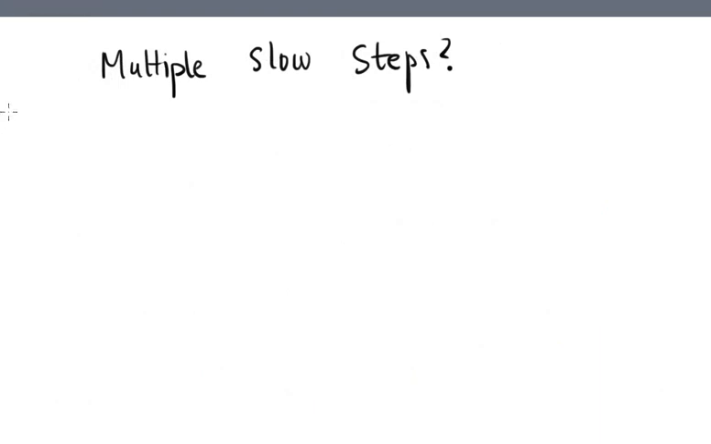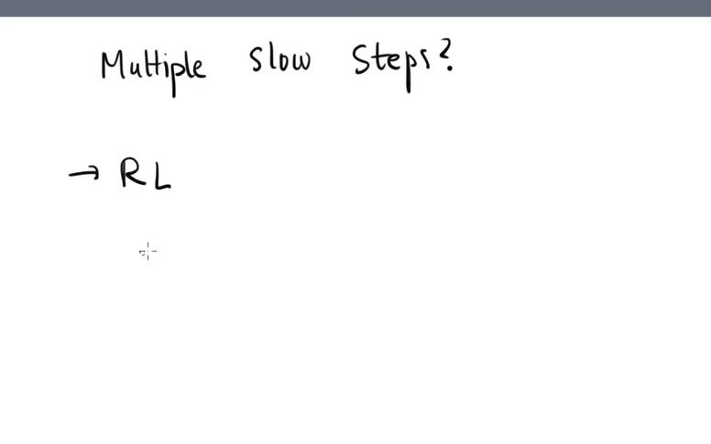Now the obvious question that we'll get after this is, what if there are multiple slow steps? This is a really tricky question, because if there are multiple slow steps, you don't know what the rate determining step is, and it's hard to find the rate law if you don't know what the exact rate determining step is. So all the advice I can give you is, to find the correct rate determining step, you need to know what the rate law is. For example, if you had already figured out the rate law, then based on this rate law, you can get which one is the rate determining step.